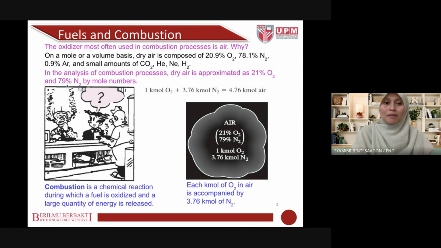and another 79% or 80% contains nitrogen, so the number of moles of oxygen and nitrogen in air will be approximately this value. So 1 kilomole of oxygen, equivalent to 21%, and 3.76 kilomole of nitrogen, which is equivalent to 79%. That accounts for the total number of kilomoles of air.